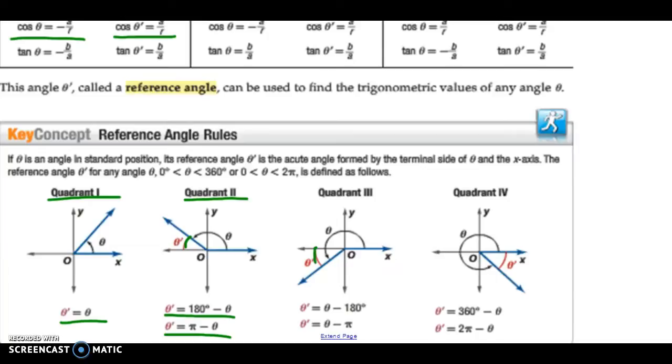Quadrant 3, same thing. We're coming from pi, but we're going in the opposite direction. So what ends up happening is we actually have to take the angle minus pi, or the angle minus 180, to figure out our reference angle. And finally, quadrant 4, our reference point again is from the x-axis. And so again, we take 360 minus that angle, or 2 pi minus that angle, to figure out our reference angle.